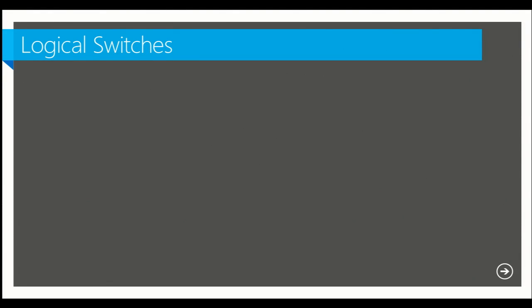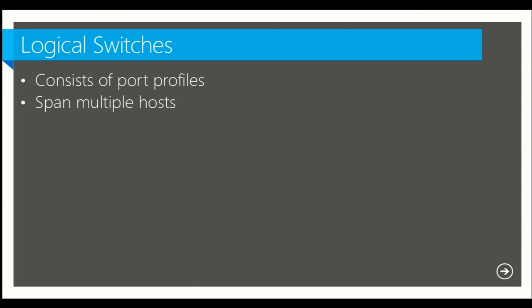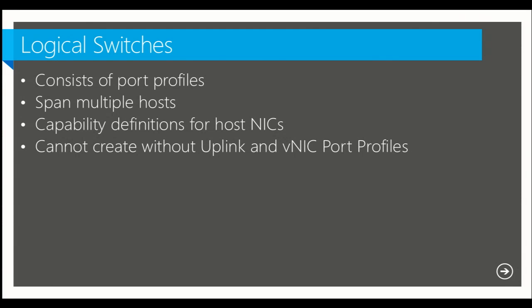The logical switches are the thing on the host, of course, that binds to the specific network card if it needs it, essentially. These consist of port profiles in VMM. They span multiple hosts, so in order to set up a logical network, the switches have to line up on the different hosts. And the compatibility definitions for your host NICs, these are where we're going to set up teaming, that kind of thing. So you can't create a logical switch without uplinks and VNIC profiles, but you can actually create those profiles during the creation of the switch. So that's not too big of a deal there.